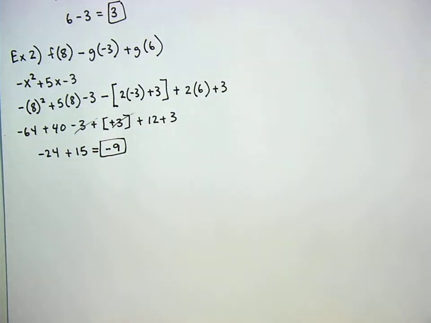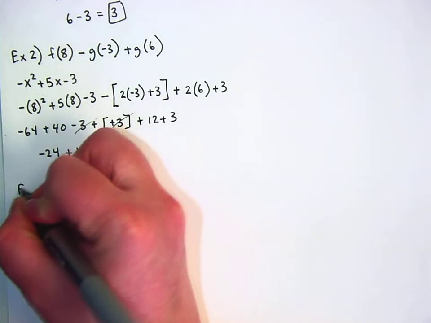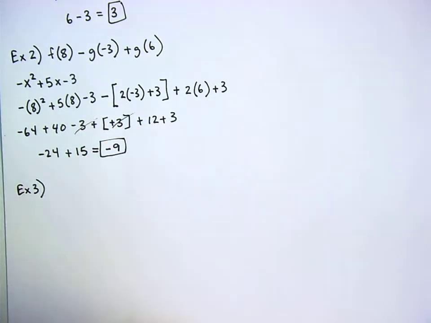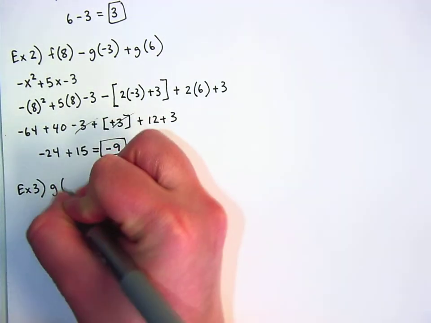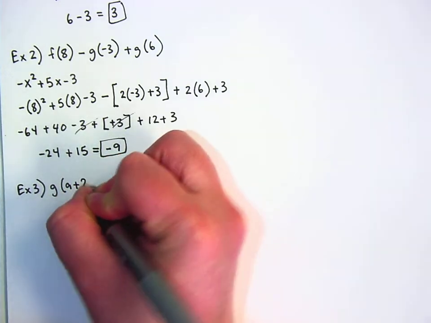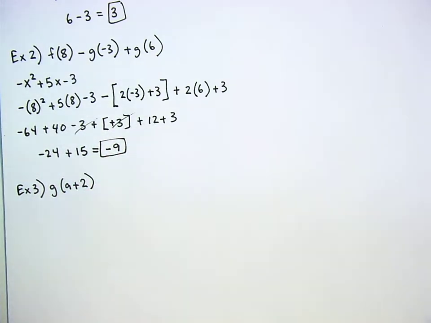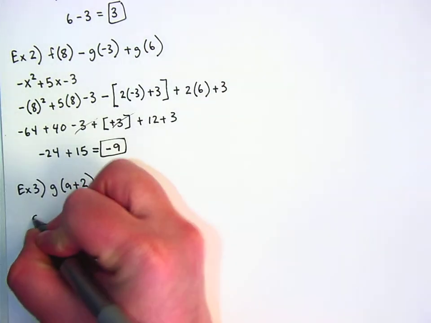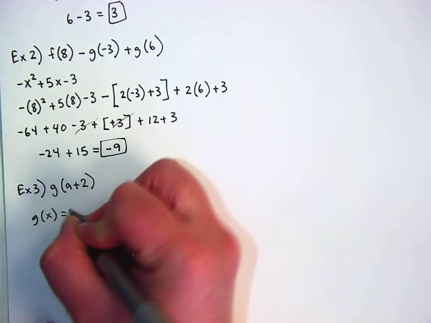Okay, example 3. So we're going to go slightly harder on this one. This one is g of a plus 2. So this time, I'm not going to just plug in 2 into g. I'm plugging in a variable in as well. So the g function, g of x, is 2x plus 3.